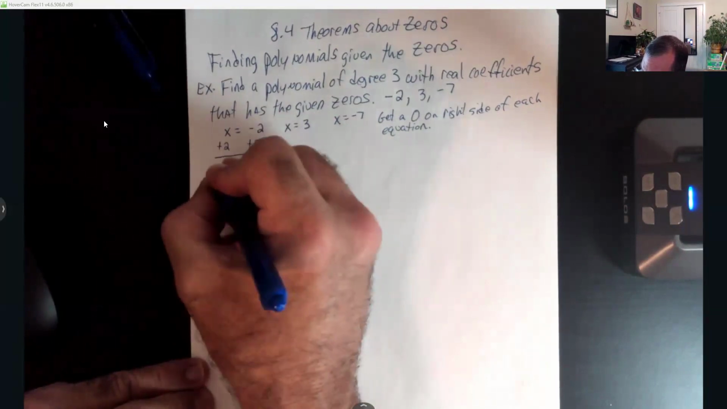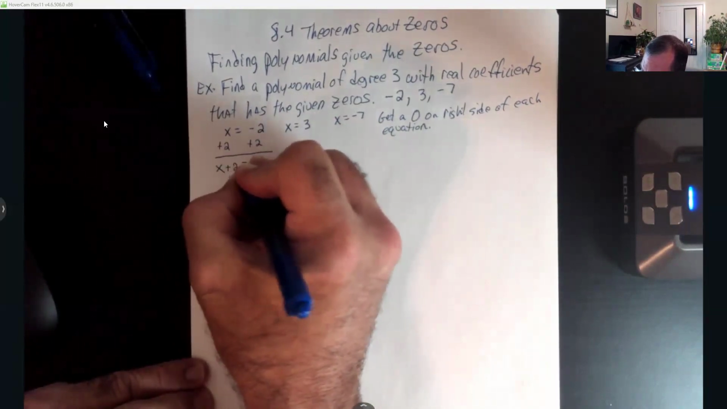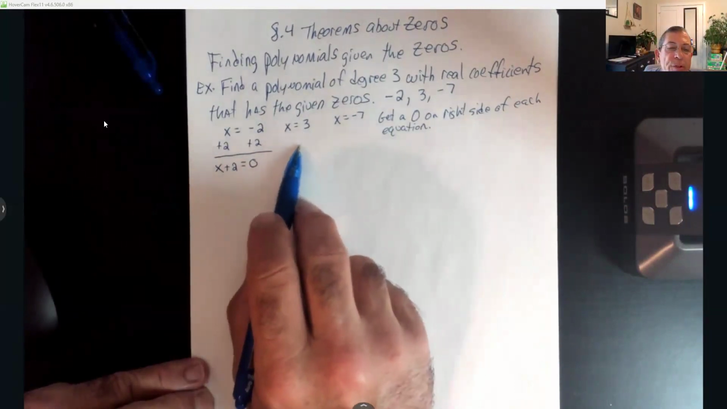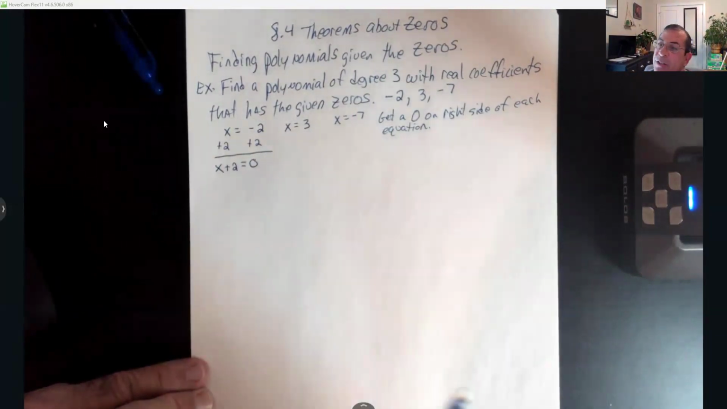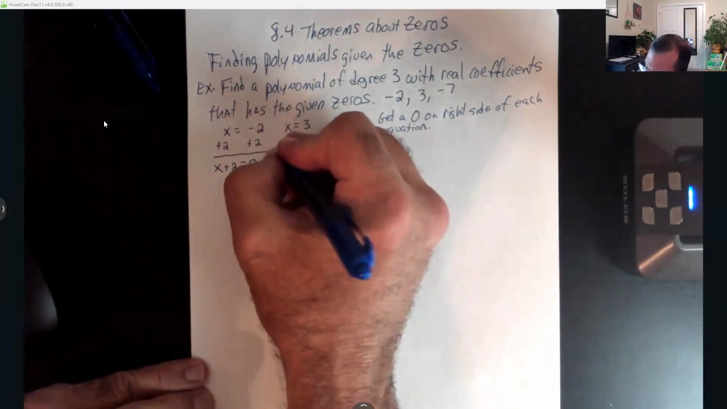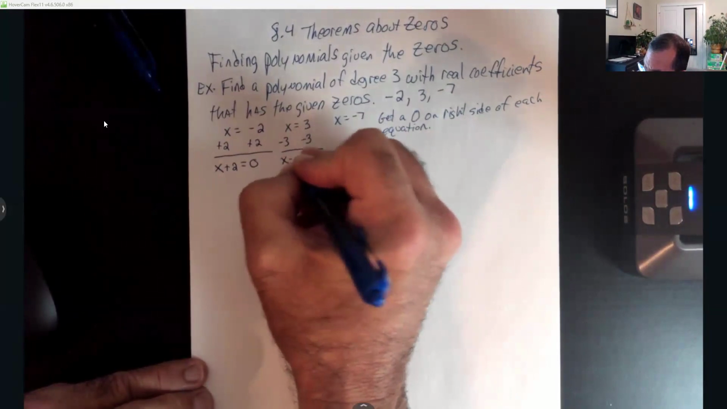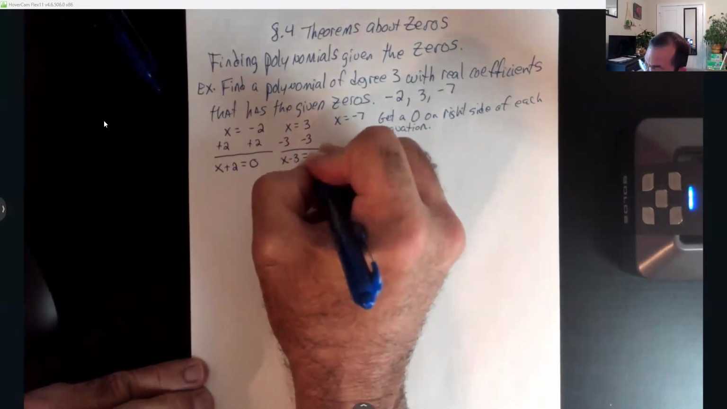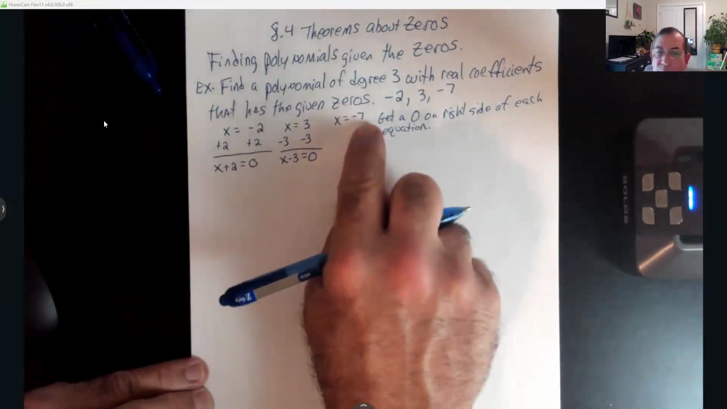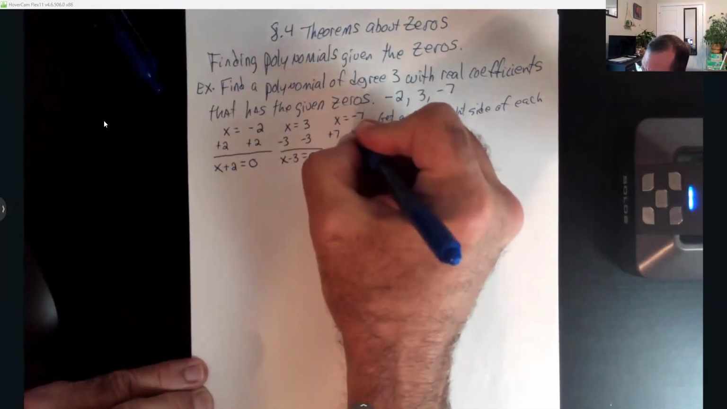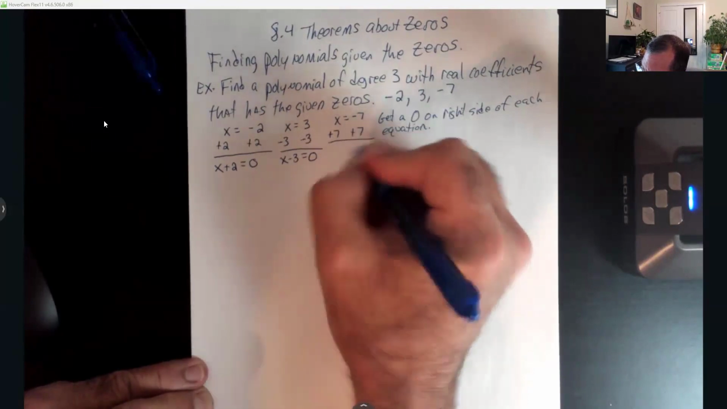And y'all, I get x plus 2 equals 0. So I'm basically moving these numbers to the other side and changing their sign, okay? So the 3, I'll subtract 3. I get x minus 3 equals 0. And then for the -7, to make that a 0 over there, we're going to add 7 to both sides.